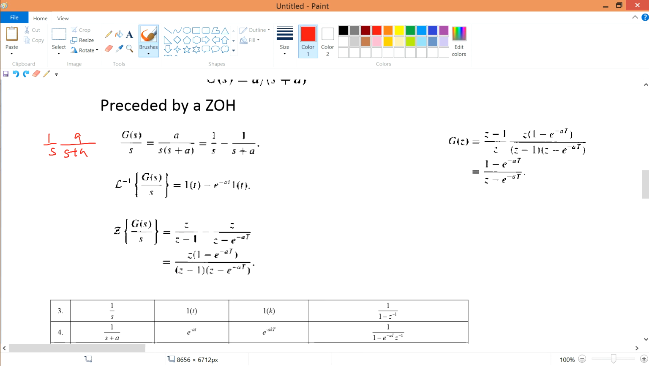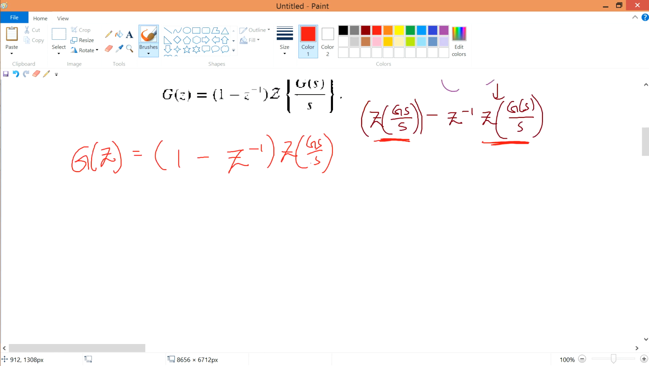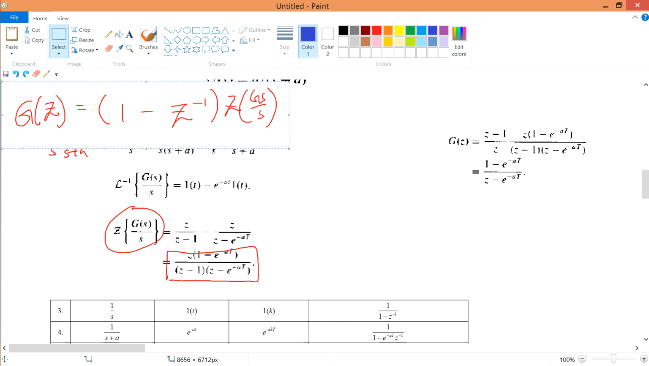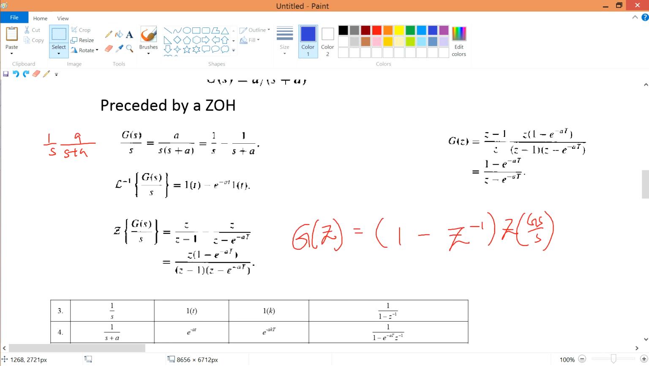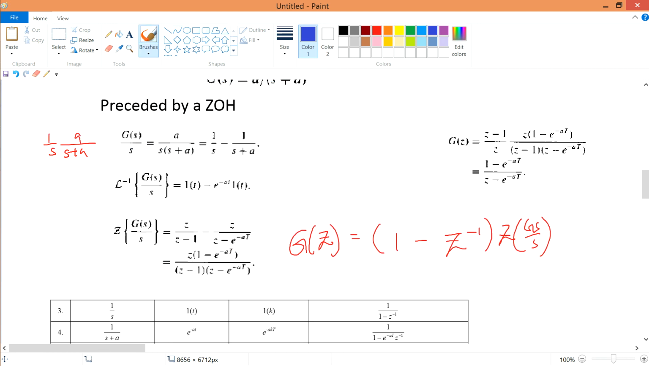So far I'm only talking about the z transform of G(s) over s, which is the one that we derived just now. This thing over here. So I'll just simply copy this thing. I know this is a bit long and tedious already, but hopefully this is pretty much clear to you. So I'll just paste it over here. And then this thing over here that we solved just now is this one.